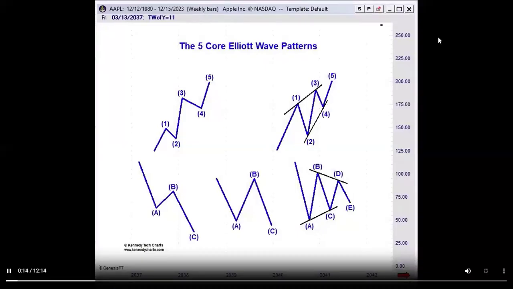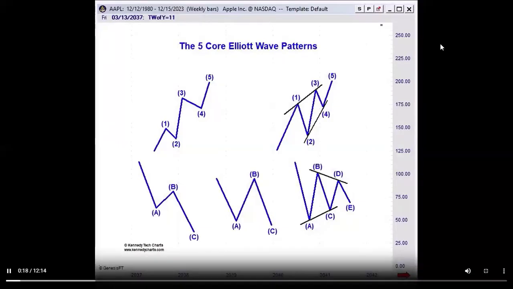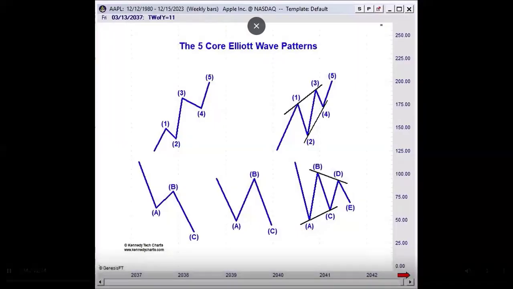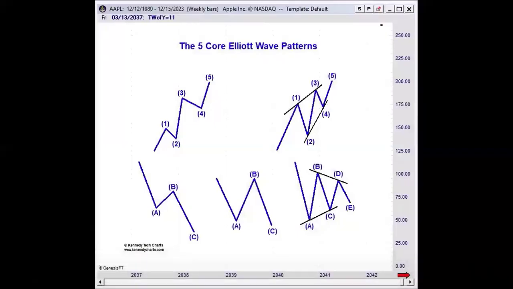Now, what we're going to be doing today, and most likely again tomorrow, is focus on impulse waves, impulse wave development. And as I mentioned yesterday, and I know yesterday's video was kind of long, what I want to do this week, next week, and in the following weeks is give you a more in-depth examination of the Elliott wave principle and really how it works.